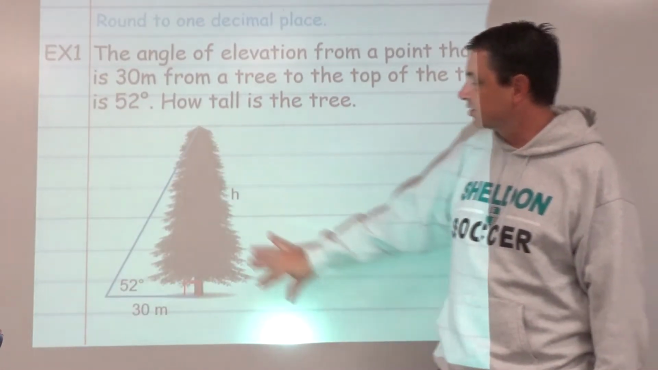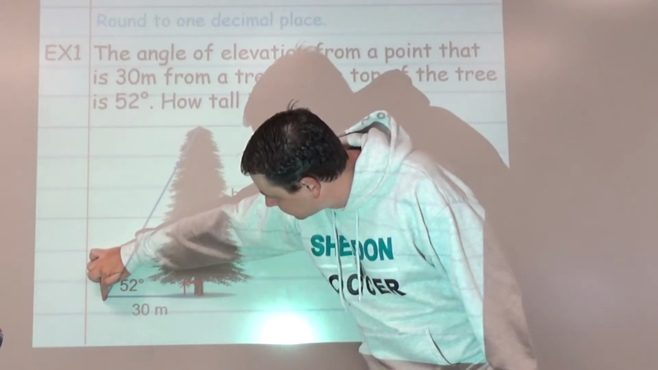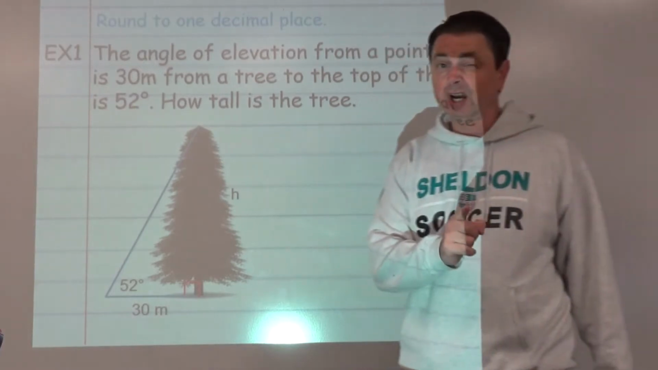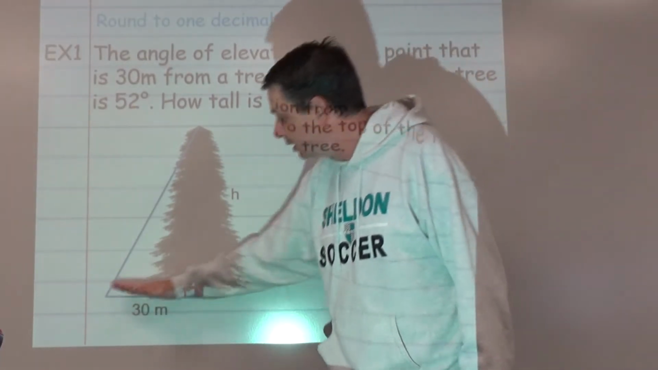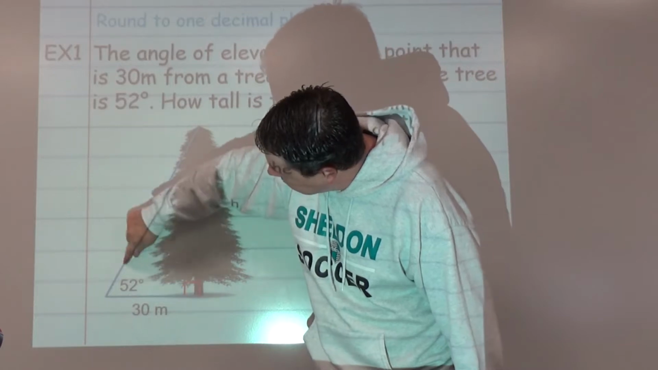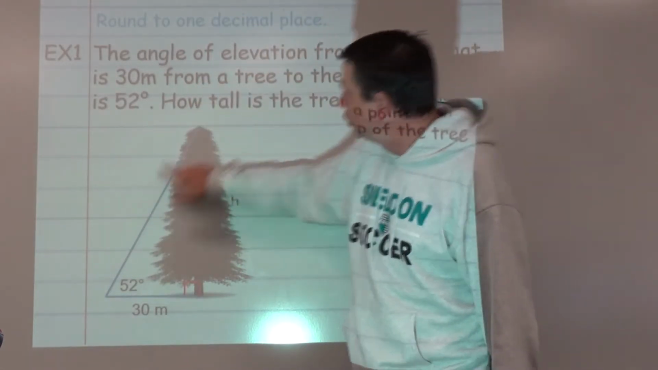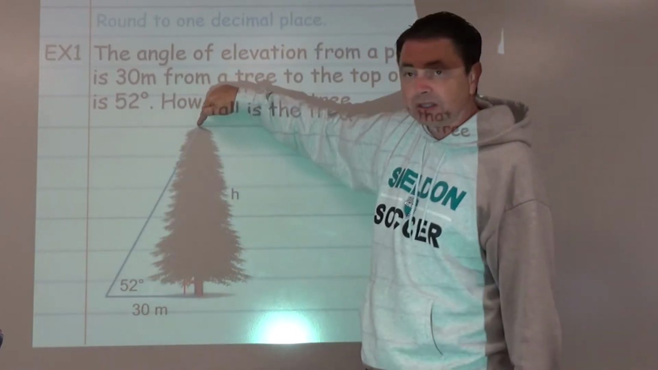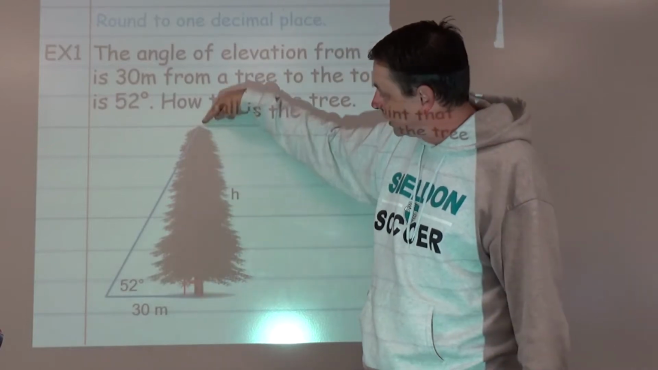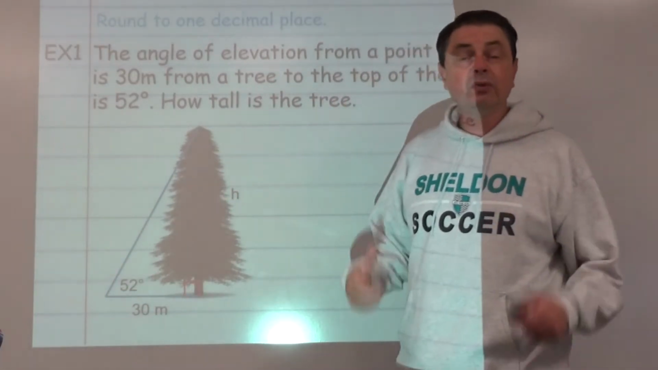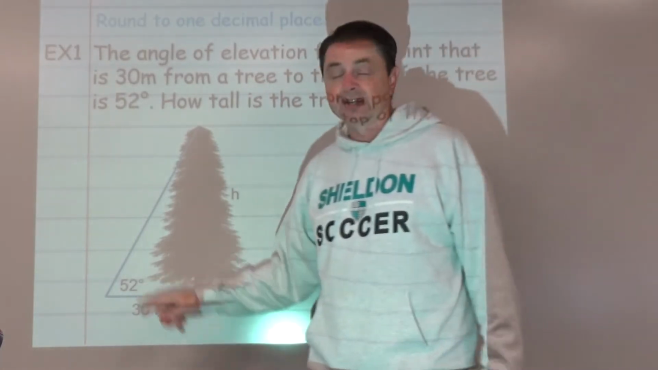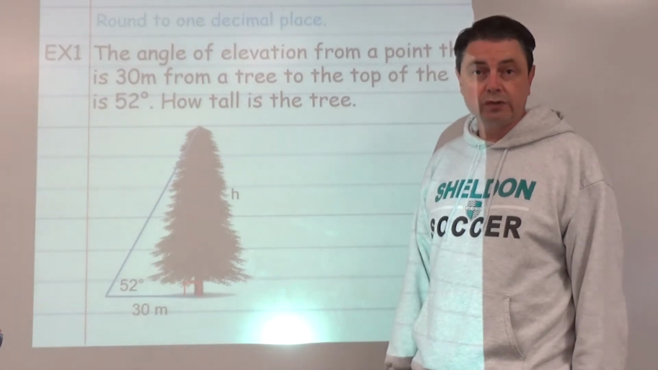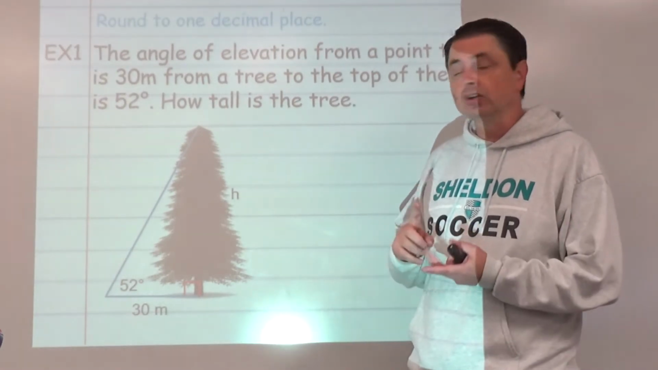Our sketch should look like this. We've got our tree. We've got a point on the ground that is 30 meters away from the tree. The angle of elevation, touching a horizontal, which is the ground, rotates 52 degrees up to the top of the tree. Here's our right triangle. As it's not a special right triangle, it's a 52 degree angle, so we've got to figure out which trig function we're going to use.